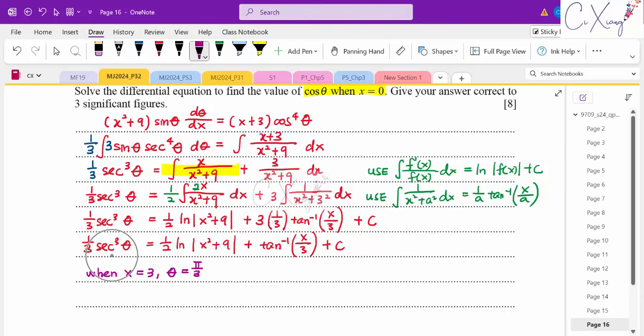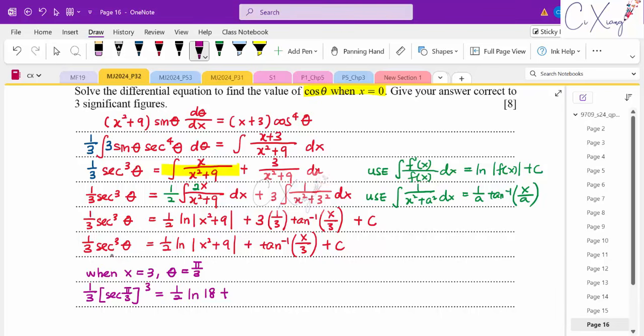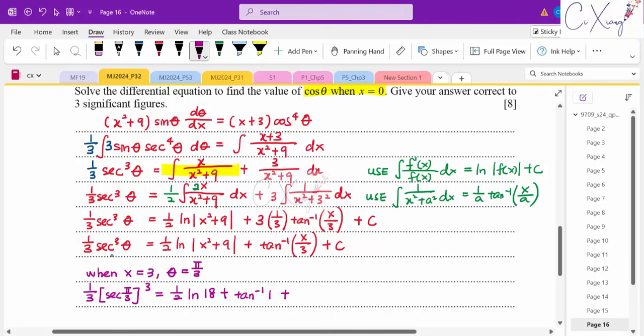So now you substitute all the values inside. 1 over 3 secant theta power 3, so I'm having secant of pi over 3, then power 3, equals half ln (3 squared is 9, so 9 plus 9, you get 18), and then tangent inverse x over 3. Again x is 3, so 3 divided by 3, you get tangent inverse 1, then plus c.